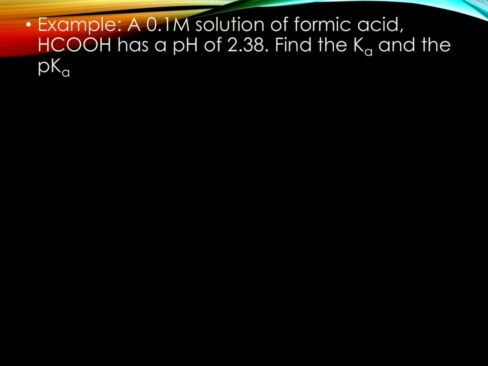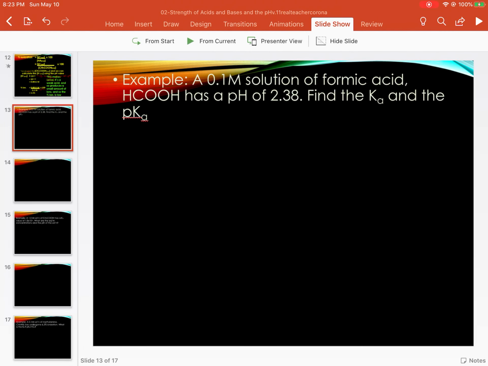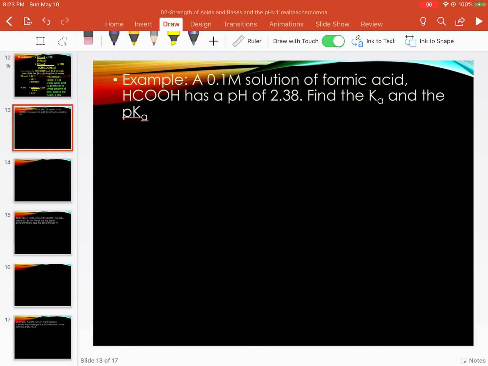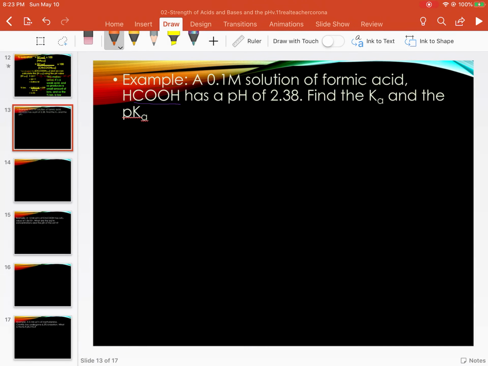Okay, so on to tougher questions. I'm going to do this actually the other way so I can use different colors. Okay, so 0.1 molar solution of formic acid. So again, here's that weird organic acid, carboxylic acid looking thing. It has a pH of 2.38. Find the Ka and the pKa.